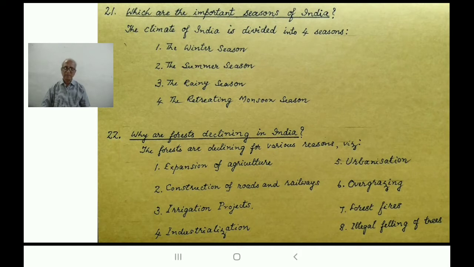Then you have the retreating monsoon season. Starts from the later half of September, October, November. Some of the southern states, especially Tamil Nadu, gets very heavy rain during this period. Rest of South India too gets quite an amount of rain during the retreating monsoon season. So these 4 you have to remember well, should be able to write well.